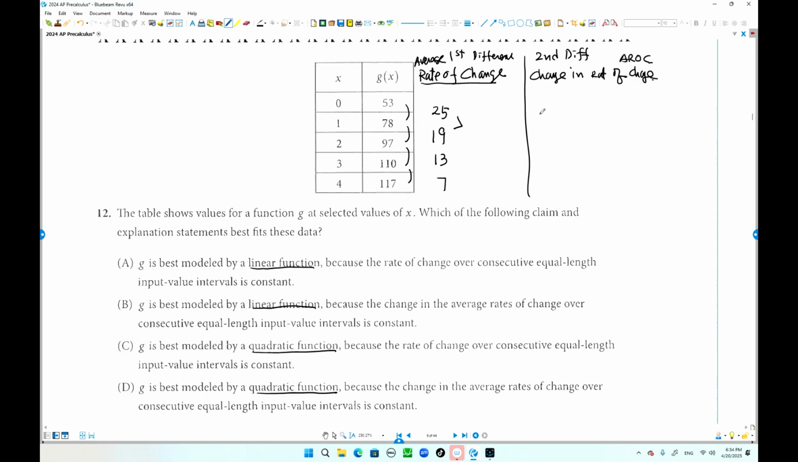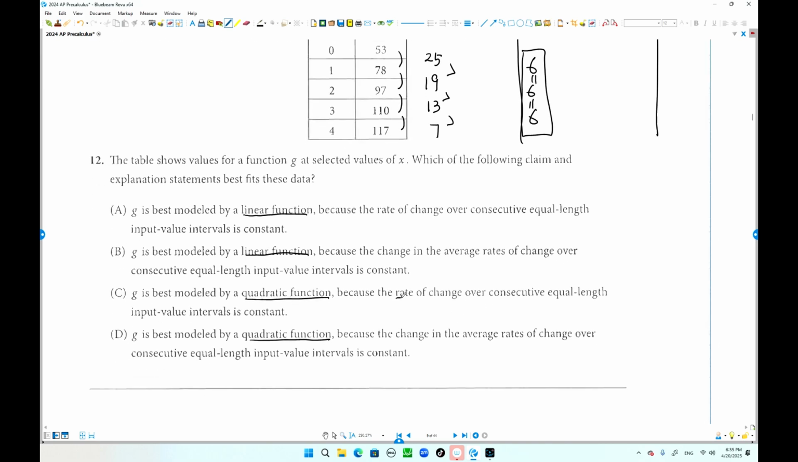When you take a look, that is 6. This is 6. This is 6. If they are all equal, constant, this is a quadratic. If this is a different number, for example, when you have a third difference, if they are equal, that is a cubic function, okay? All right. But this time they are all constant, so it's going to be quadratic, okay?